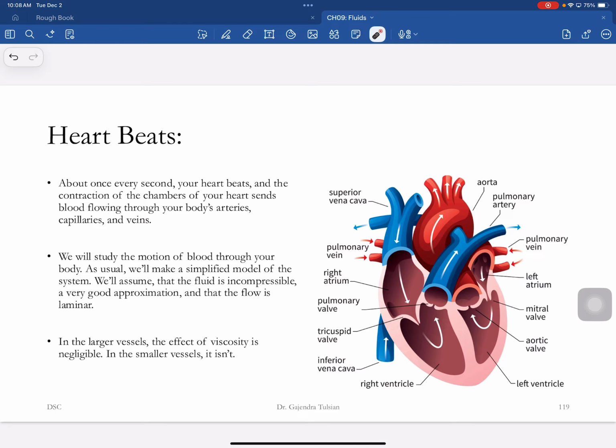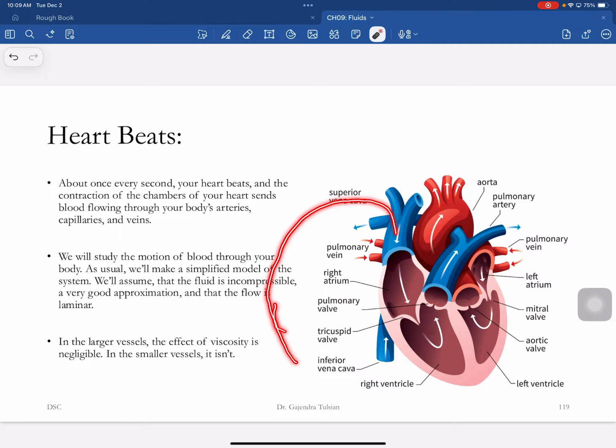All right, so now we'll talk about the circulatory system a little. So here's your heart. Your heart really has two pumps: the right ventricle and the left ventricle. The atria are just mini pumps, and they store the blood.